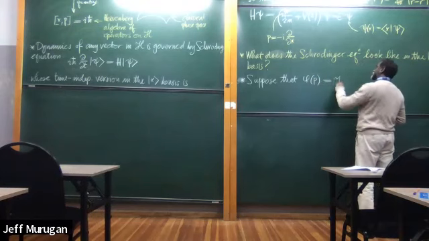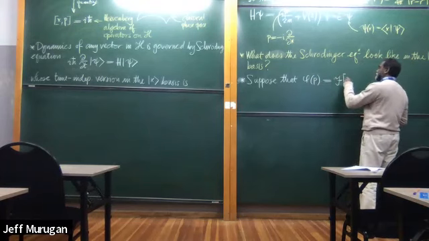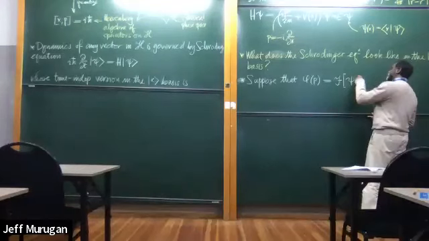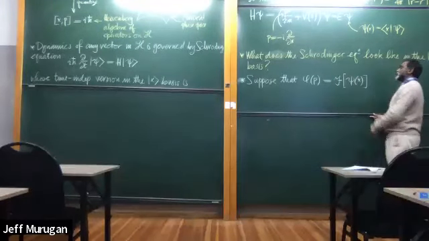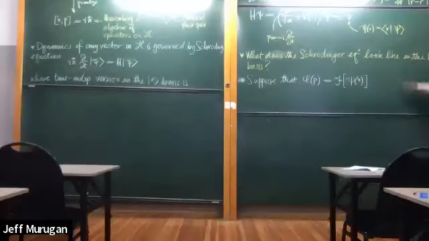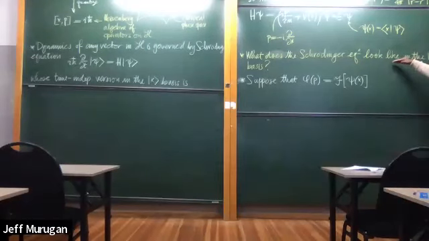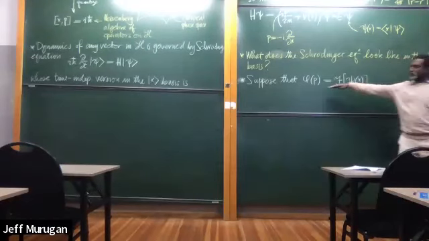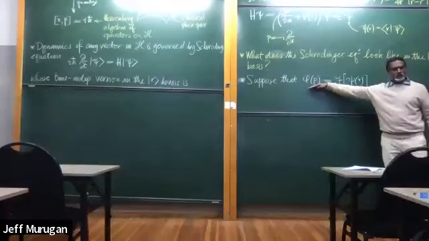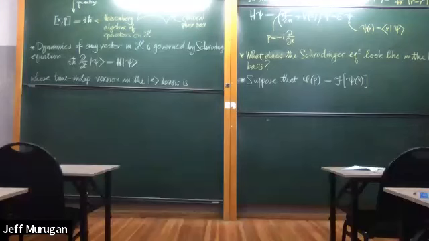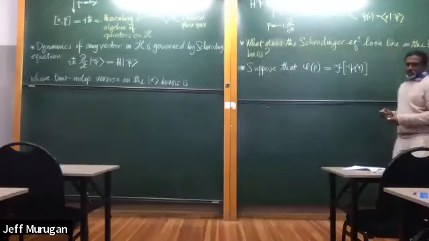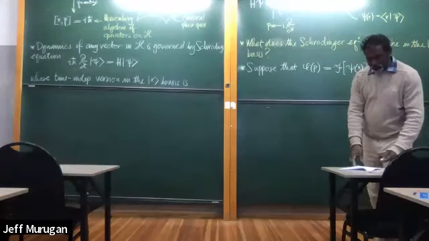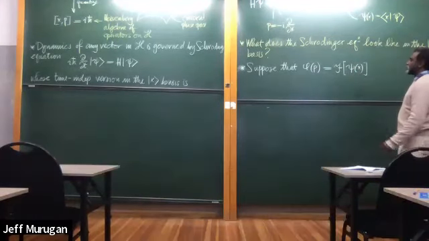So suppose that phi of p is a Fourier transform of psi of x. This question, what does the Schrodinger equation look like in the p basis, can be reformulated as what equation does this guy satisfy? Is everybody with me?